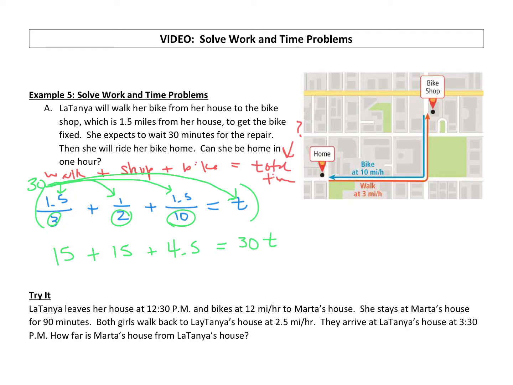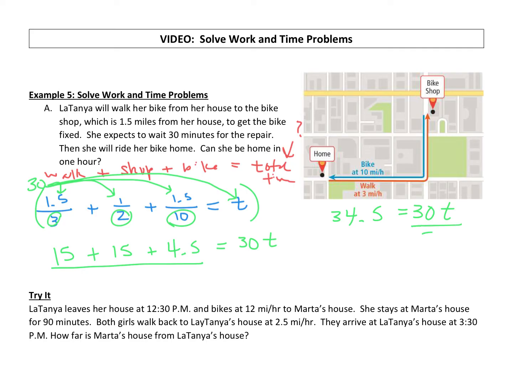So that fraction trick, you guys are going to fall in love with that idea. When you're solving equations that involve fractions, you can do this as long as every single term throughout the entire equation gets multiplied by it. All right, let's combine these terms over here. 15 plus 15 is 30, plus 4.5 is 34.5, equals 30t.